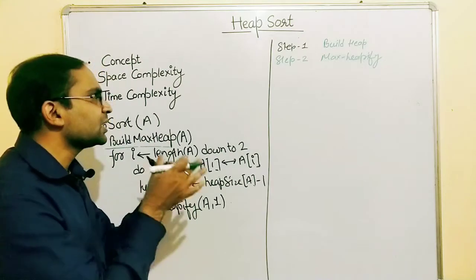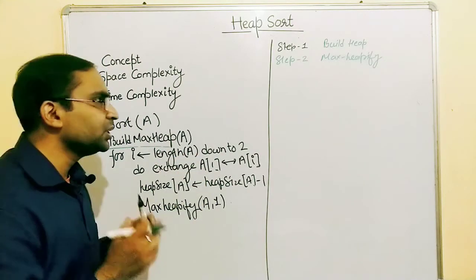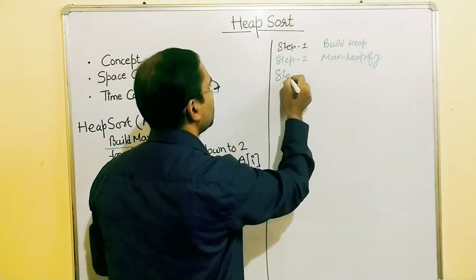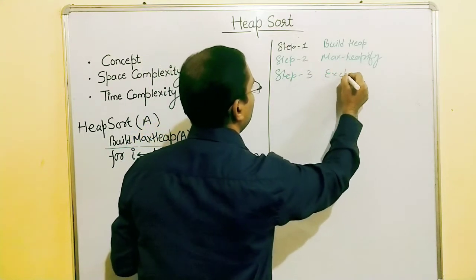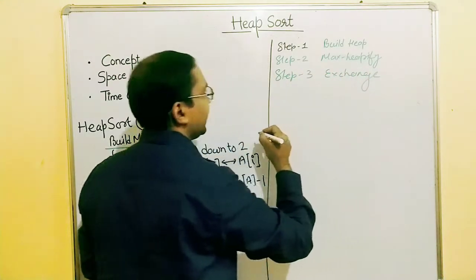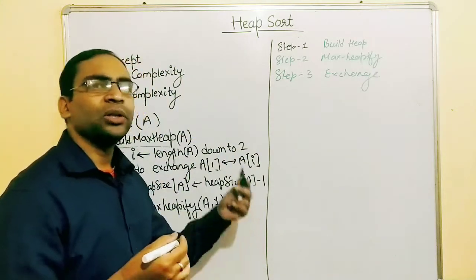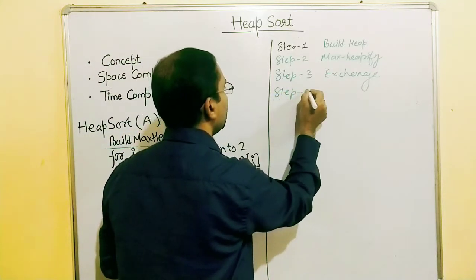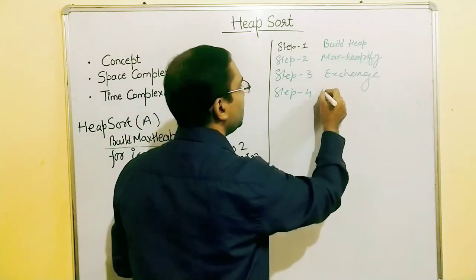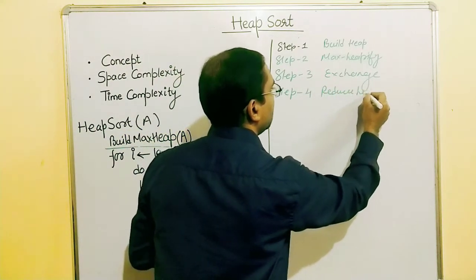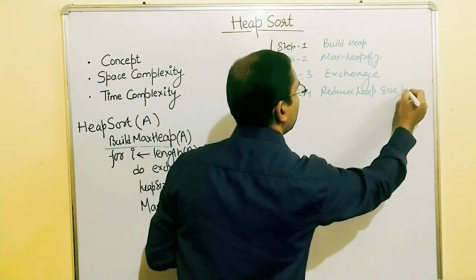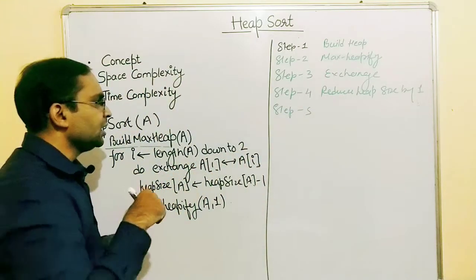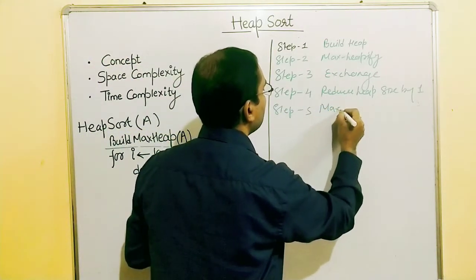Once that heap is max heapified, that means we have preserved the heapify property in the max heap. Then we need to perform the exchange, where we exchange the root element with the last element. Then the next step, step number 4, is to reduce the heap size by 1. After that, step number 5, we'll again perform max heapify.